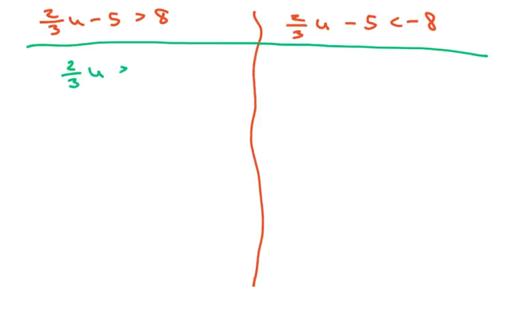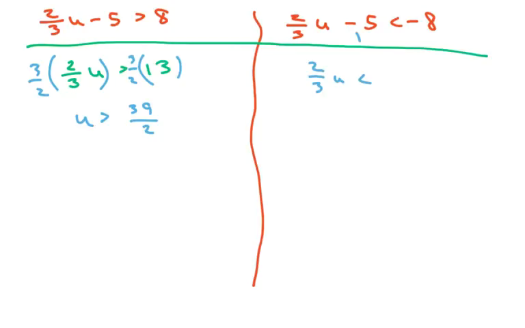So you're going to solve for both sides. 2/3 u is greater than 13, and multiply both sides by 3/2. You're going to get u is greater than 39 over 2. And this side, we get 2/3 u is less than, adding 5 to both sides, negative 3. The same thing, multiply both sides by 3/2. You get u is less than negative 9 over 2. So the answer is C.